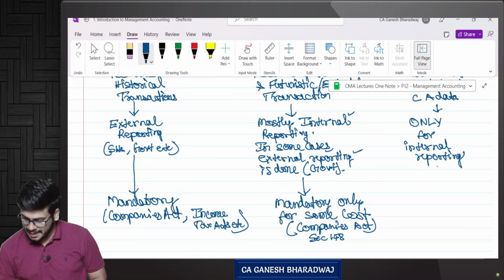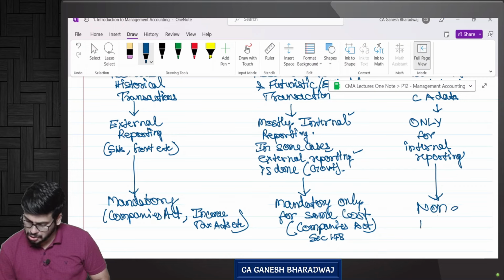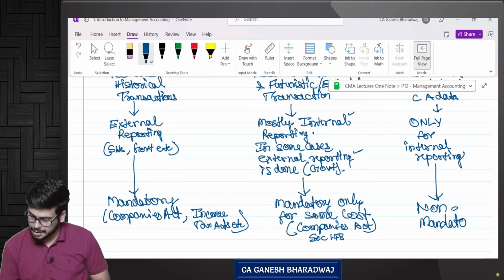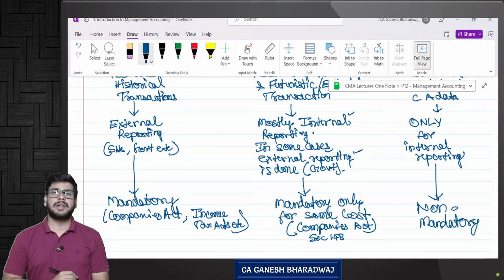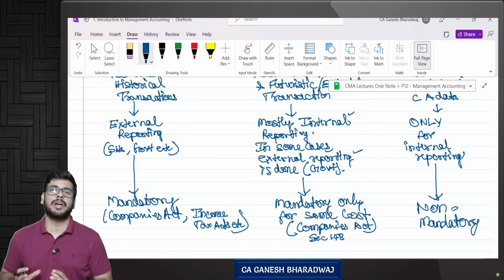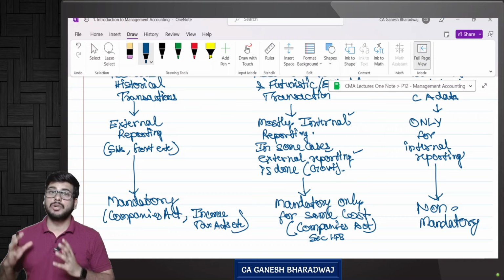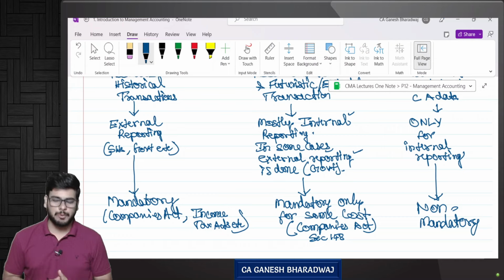Now, management accounting, if you see, it is absolutely non-mandatory. Meaning what? There is no specific legal requirement for you to maintain cost accounting records or management accounting records. There is absolutely no legal requirement for a company to maintain their management accounting records.